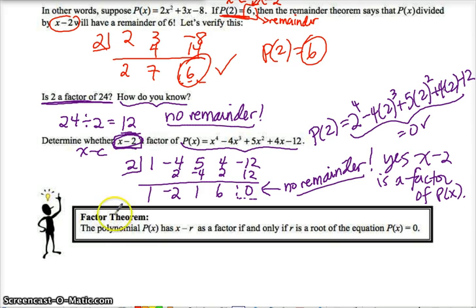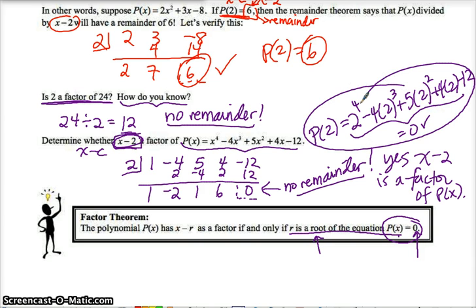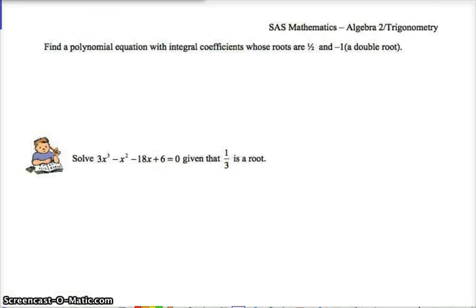So what does the factor theorem say? It says the polynomial p of x has x minus r as a factor if and only if r is a root of the equation, which means if I plug it in, I get 0 as a result. And that's what roots are, right? So here was this process, and I chose really not to do it, although that is the factor theorem. Okay, let's see how we can use this information for other problems.